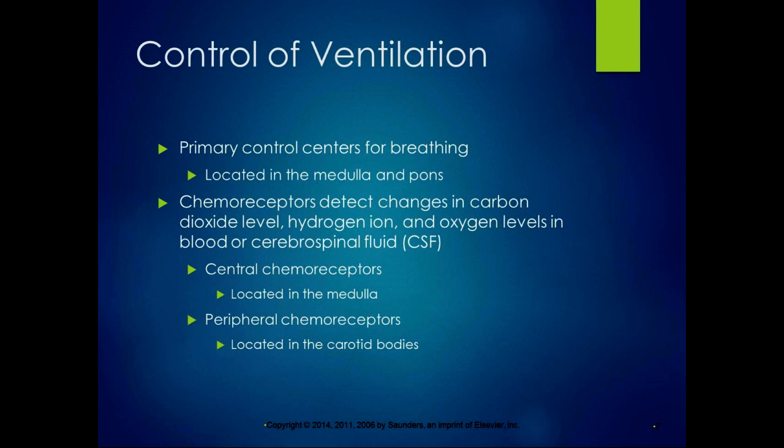Okay, so the primary control centers for breathing are in the medulla, in the pons, in the brain stem. We have chemoreceptors, which are sensory nerves that detect changes in carbon dioxide level, hydrogen ion, and oxygen levels in the blood or cerebrospinal fluid. So we have central chemoreceptors in the medulla and peripheral chemoreceptors in the carotid body. So they're constantly basically checking our blood gases, if you want to think of it that way, and deciding whether or not we need to inhale or exhale.